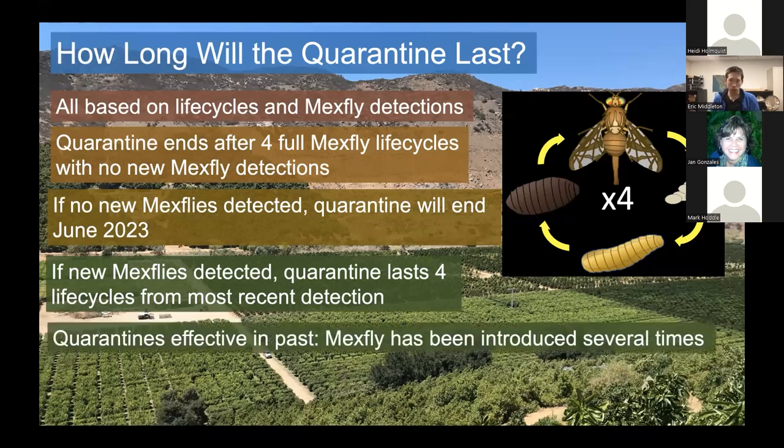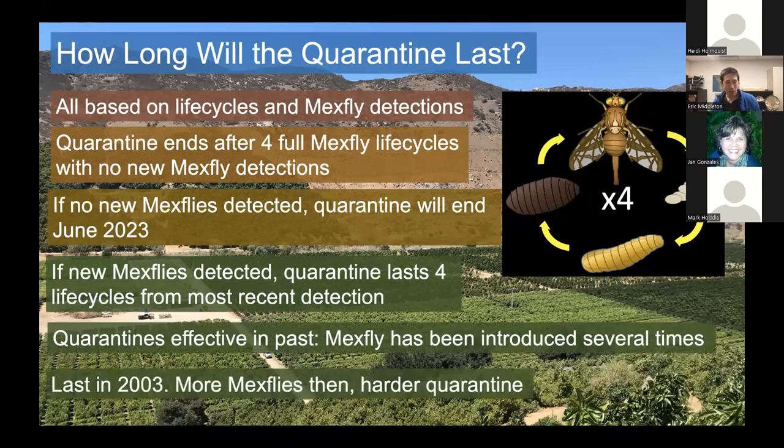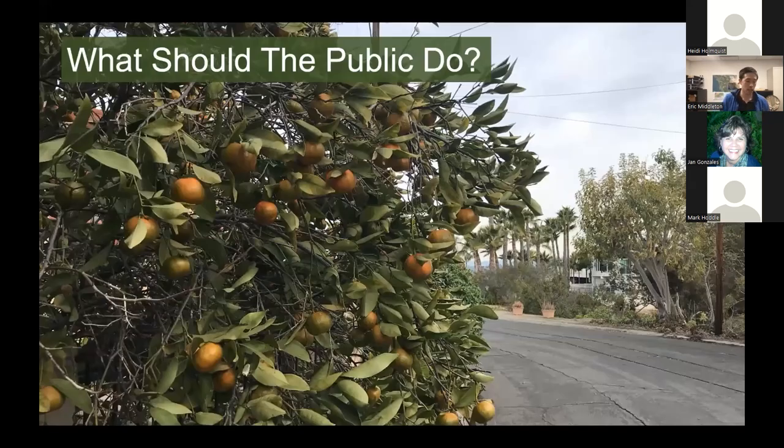The quarantine is likely to work quite well because this is not the first time this has happened. The quarantines have been effective in the past. Mexfly has been introduced numerous times into San Diego County. The last time was in 2003, and at that point it was actually a harder quarantine. There were more Mexflies being found. It was a bigger infestation than what we currently see. But even with that more difficult quarantine, these measures were effective and were able to exterminate the Mexflies present in the area. So this is probably not going to be a long-term problem, but it's certainly something to be aware of now and to be cognizant of when looking at all these different plant species that could be hosts to the Mexican fruit fly, especially if you're inside the quarantine area.